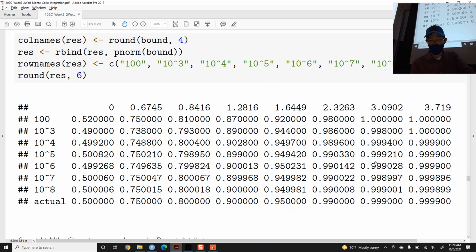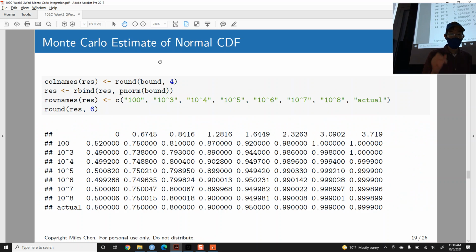Especially in the tails, it's hard to express true accuracy out here, but we get something close. So where I should be getting 0.99, I get something close to 0.99. And again, this is just one run. If you did it differently, you'd probably get slightly different values. That's what we have here: a comparison of our estimates versus the actual value.